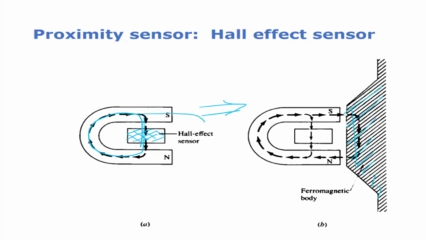The magnetic lines of force are pulled out. The moment they are pulled out, they become like this, and they are going out now. So here you have magnetic lines of force going through, and here they are not going through. Immediately the sensor understands that there is something which has come in front, and this is again a ferromagnetic body. It works for ferromagnetic bodies only.